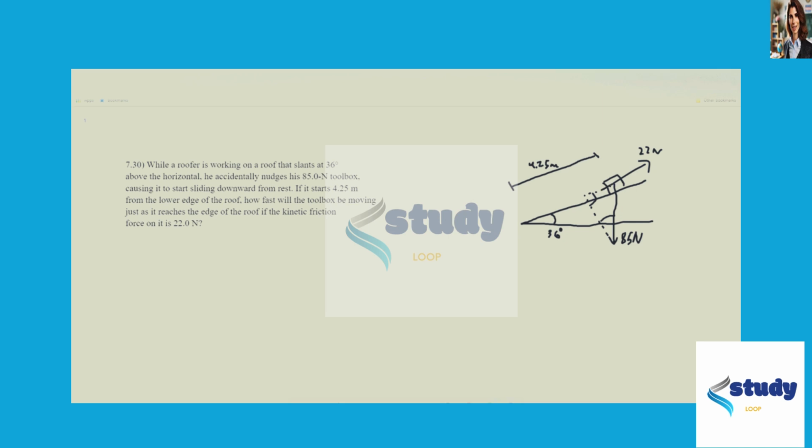Now, since we're trying to find this length, we can use the sine of this angle multiplied by 85 newtons. So the force due to gravity that is parallel to the slope is going to be equal to 85 newtons times the sine of 36 degrees, and that's going to be equal to 49.96 newtons. Okay, so just leave it there, so G parallel.